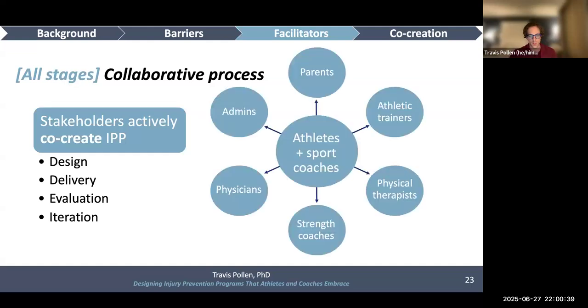In terms of the stakeholders that we can involve in this process, we're talking about the athletes and sport coaches. So not only the sport coaches, but actually the athletes themselves. Maybe it's the team captains, and then the entire sports medicine staff, sports performance practitioners, administrators, parents in youth sports. We want everyone involved at every stage, from the design to the delivery to the evaluation and iteration. This is going to go a long way in combating many of the barriers that we just discussed. So we'll return to this idea of collaboration in more detail in the final section of the presentation on co-creation.